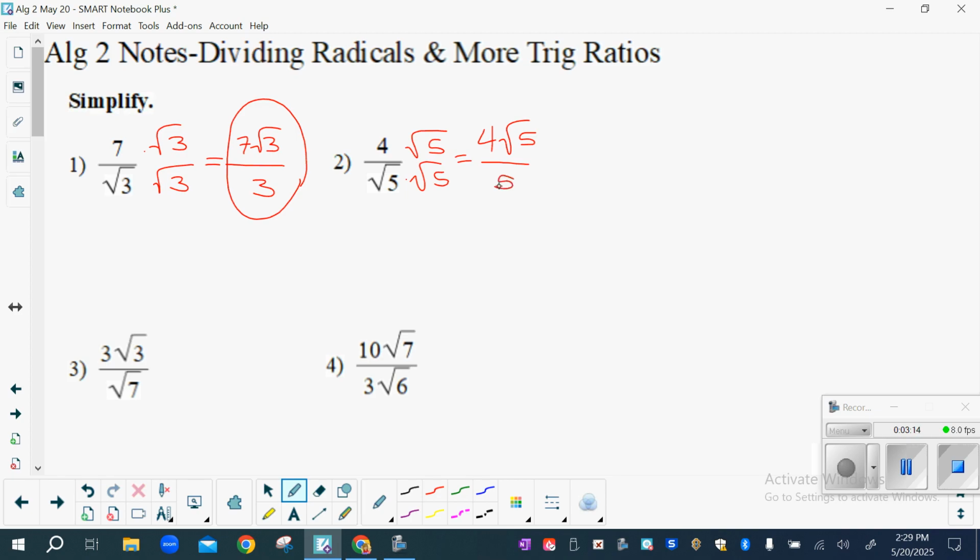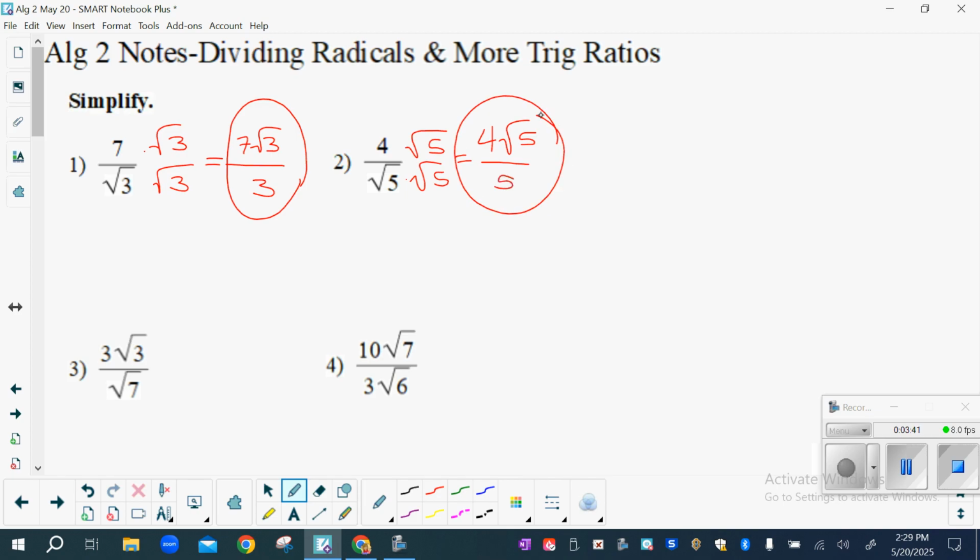Why can't we do any canceling with this 5 and this 5 that's inside the radical? One of them is inside the square root, one of them is not. I can't do any canceling there. If they're both in a square root, I could do some canceling. Or if they both were outside, I could do canceling, but not when one is and one isn't. Does that make sense?